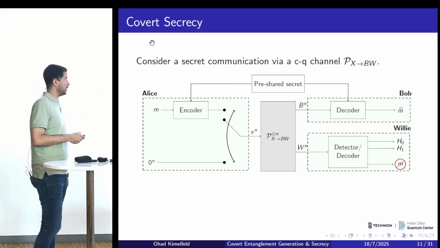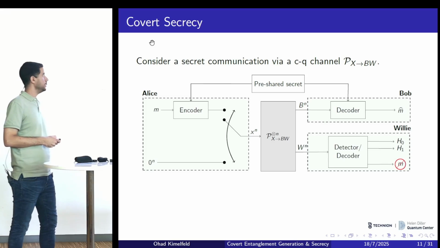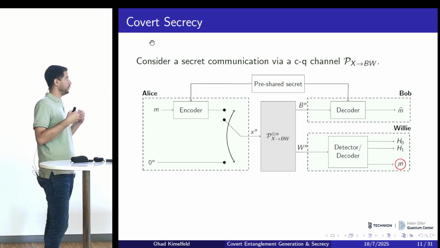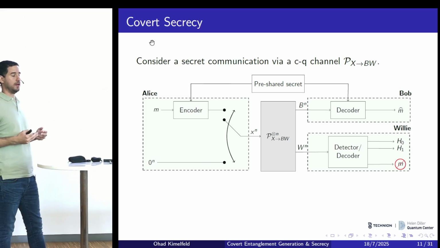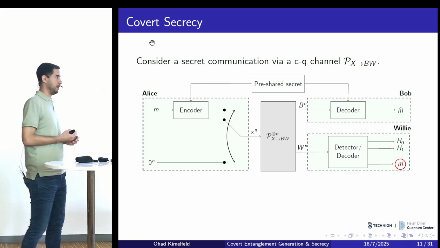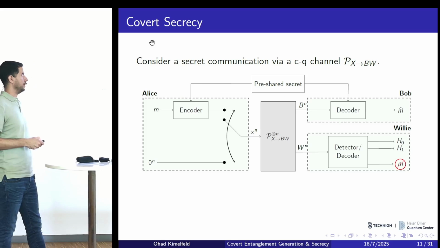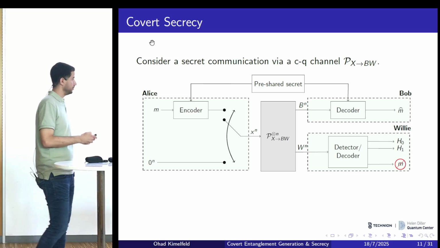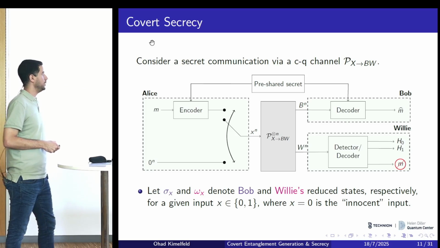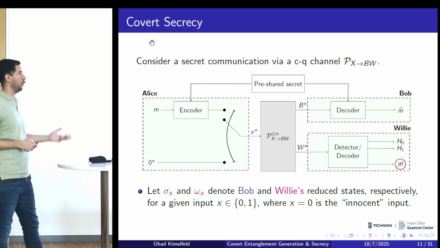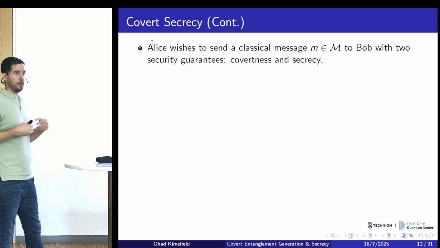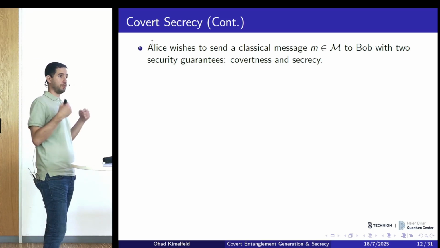On the other side, Bob and Willy receive the systems B^n and W^n respectively. Bob tries to decode and estimate the original message M, and Willy performs two things. First, he tries to test whether there was transmission or not via hypothesis testing, and if he does notice that there was transmission, he tries to decode and estimate the original message. Okay, so let sigma x and omega x denote Bob's and Willy's reduced states, respectively, for a given input x, which can be 0 or 1, where again x equals 0 is our innocent input.